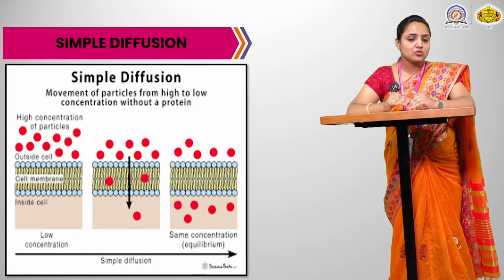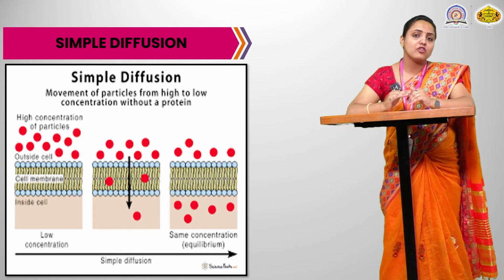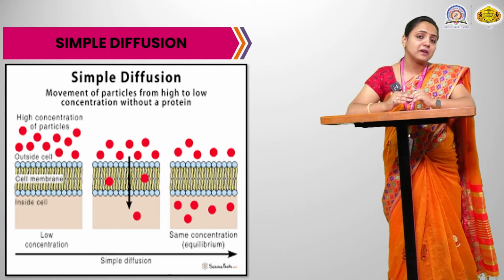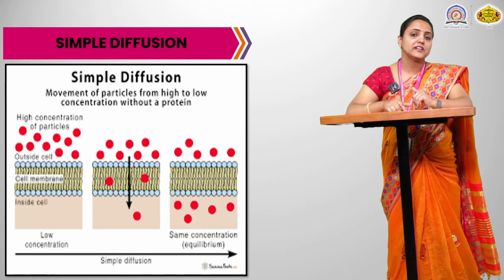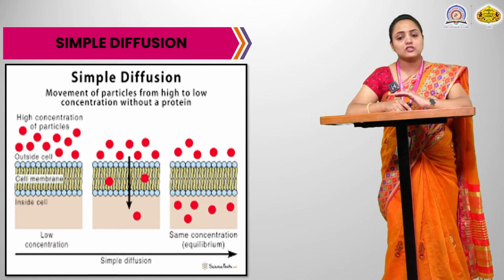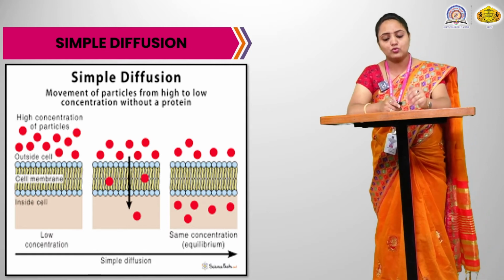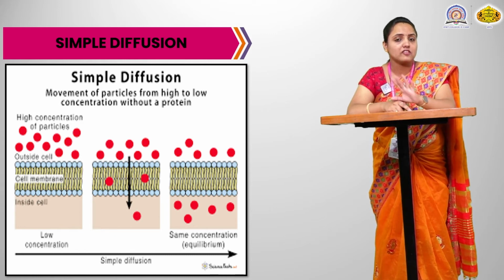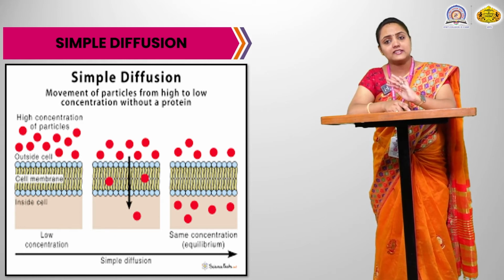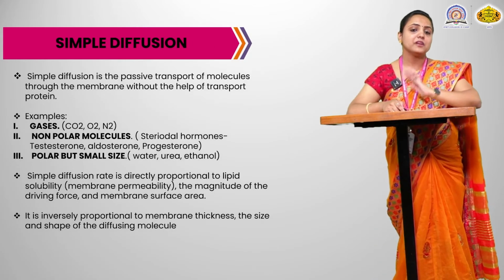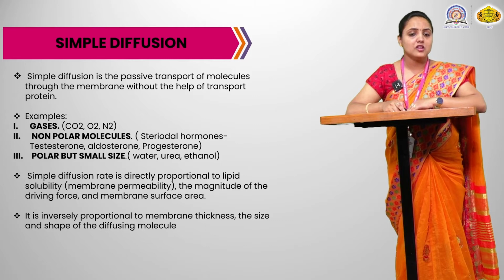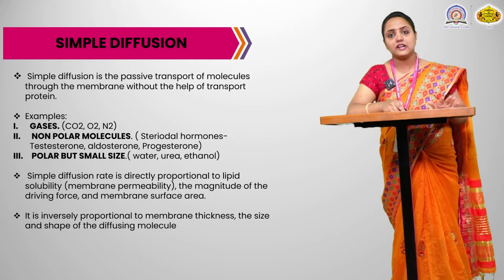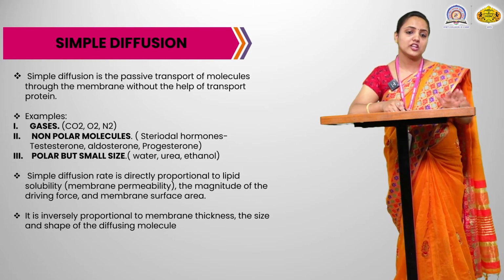Now, from the outside to inside, the hydrophobic tails give permeability for such molecules to penetrate inside the cell, and the molecules keep penetrating from outside to inside until, in the third diagram, the equilibrium condition is attained, and at that condition the diffusion stops. Simple diffusion is a passive type of diffusion. For example, gases can penetrate, that is carbon dioxide, oxygen or N2.